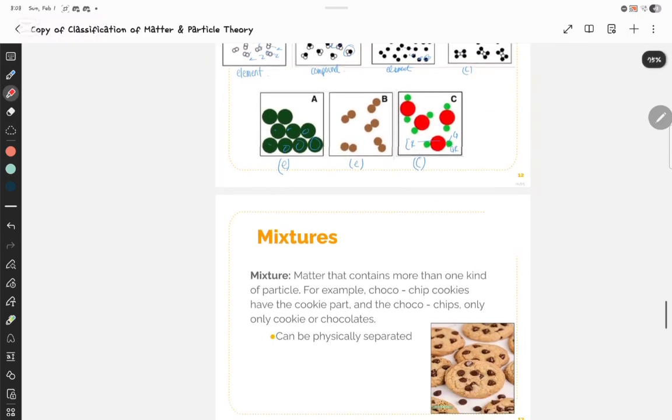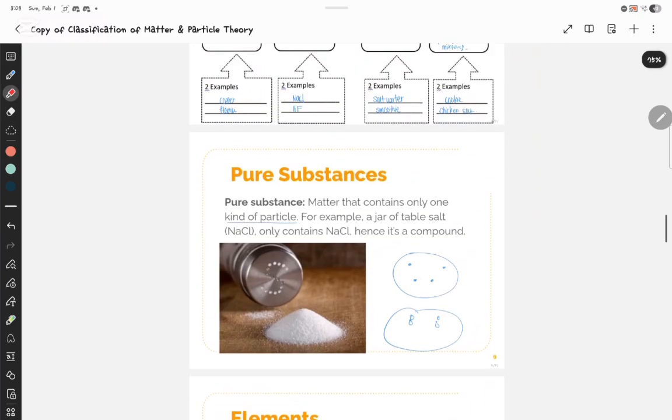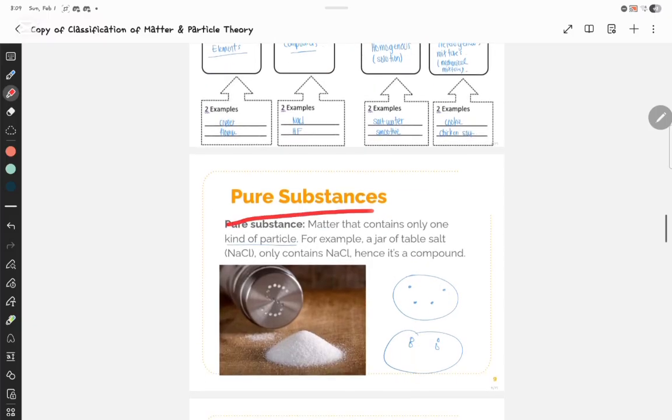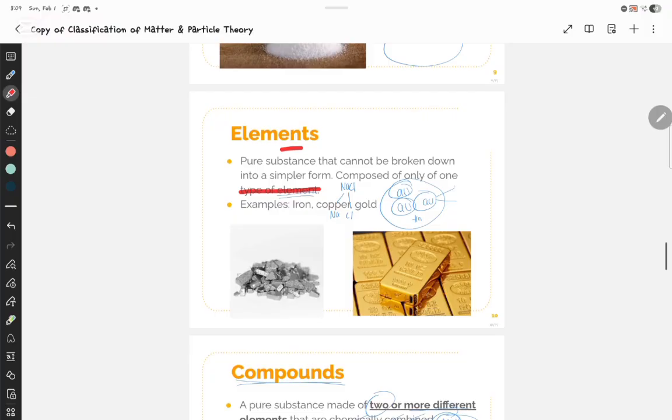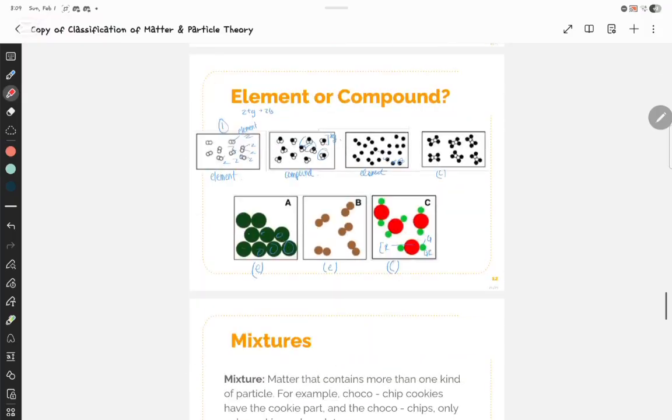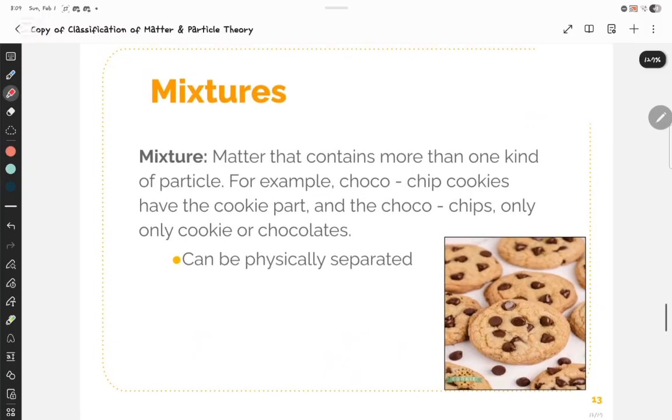This is a second branch of matter, if you go back to this slide. It's not pure substances, it's mixtures. Elements and compounds are under pure substances, but they're not under mixtures. Mixtures are matter that contain more than one kind of particle.